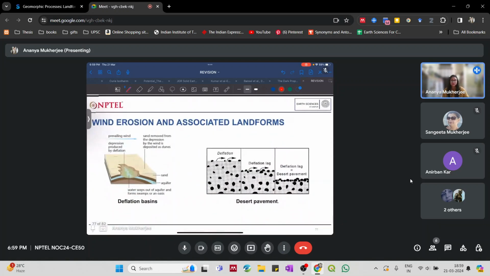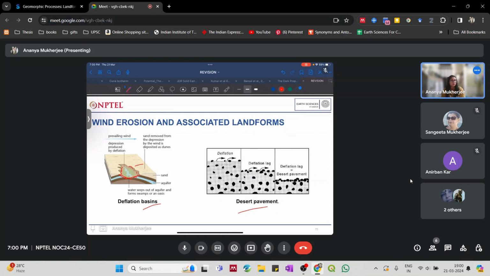So deflation causes two kinds of features. You have deflation basins and desert pavement. In deflation basins, you can see over here all the finer material is blown away by the wind. Okay, and what happens is the base level, the ground level, actually intersects the aquifer over here, and you can have oases and swamps forming.